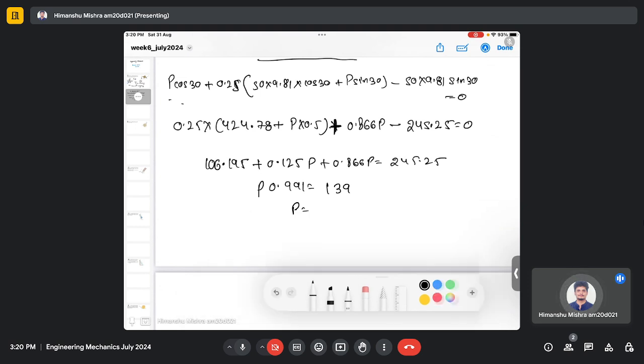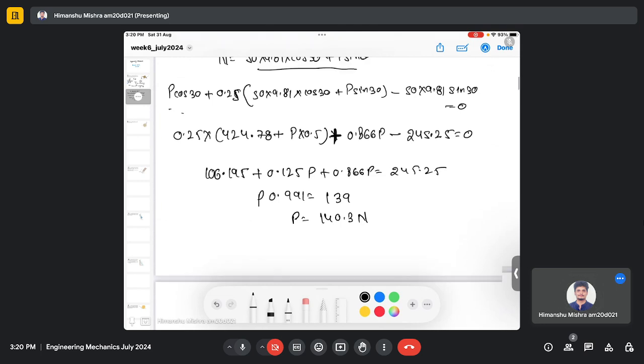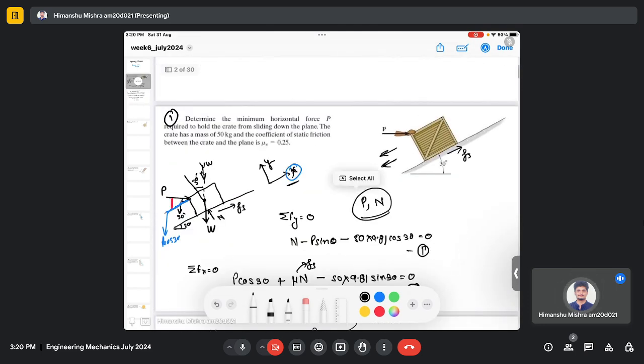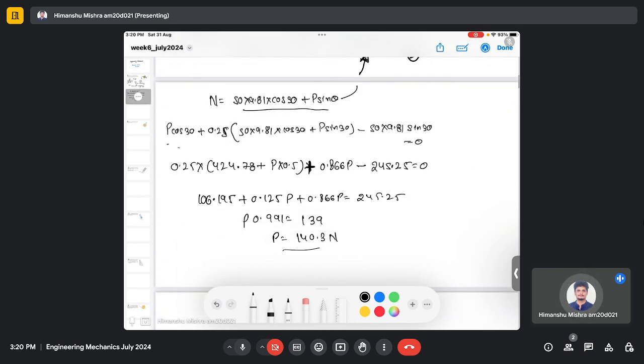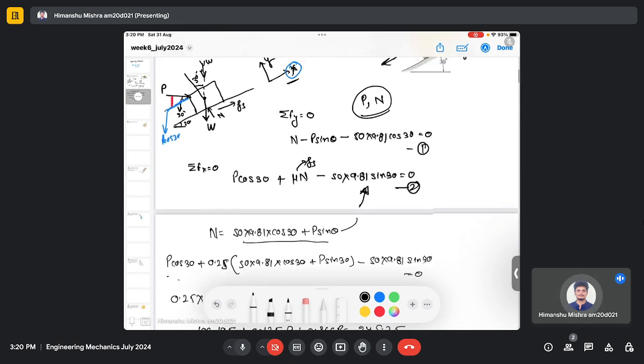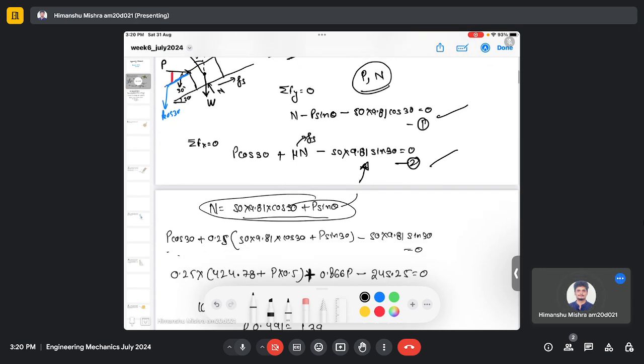So here we will get P as 140.3 Newton. So this is what we needed to find. So P is 140.3 Newton, and in case you want to find the normal reaction, you can put the value of P in this expression, or in any of these expressions to calculate the N.